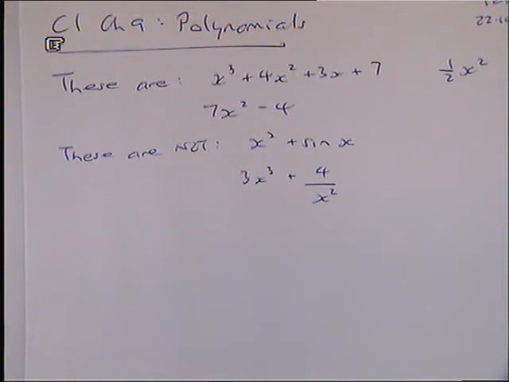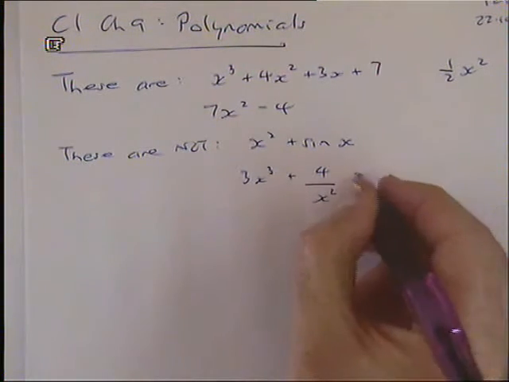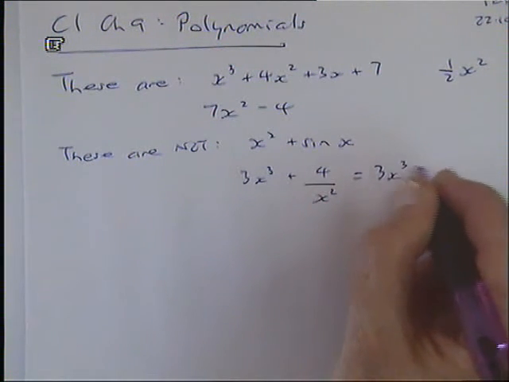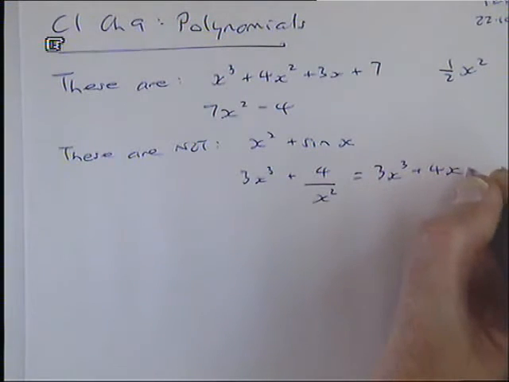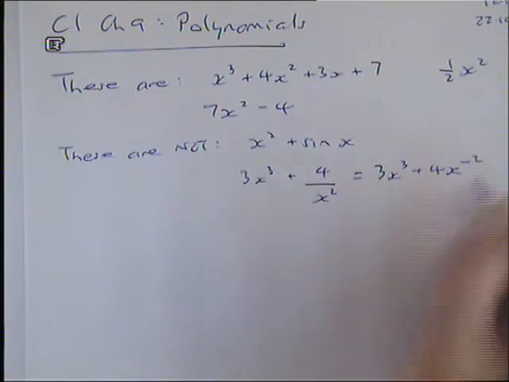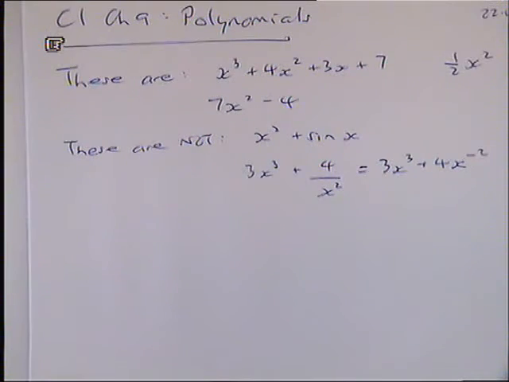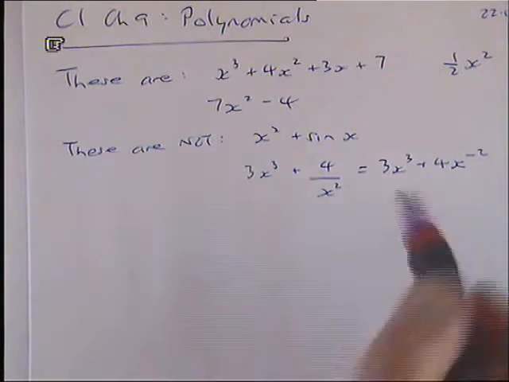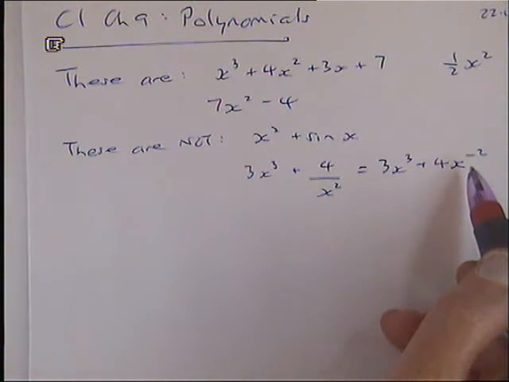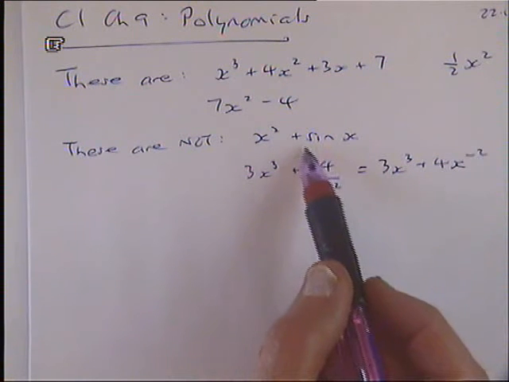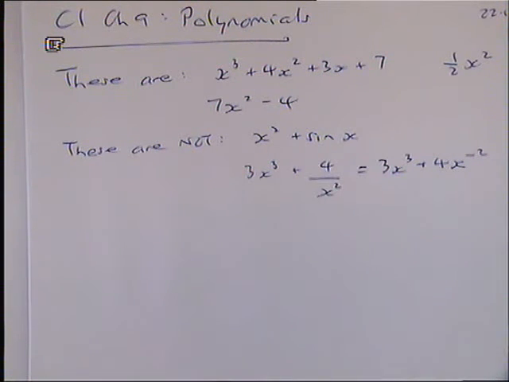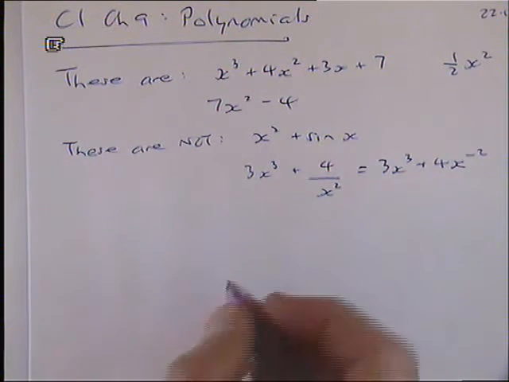An x on the bottom. Yeah, an x on the bottom, because that's the same as 3x cubed plus 4x to the power of what? Okay, that's not a polynomial, that one. So yeah, negative indices are not polynomials. Anything like sin, cos or log or anything like that is not a polynomial.